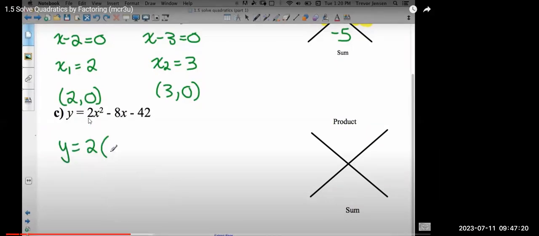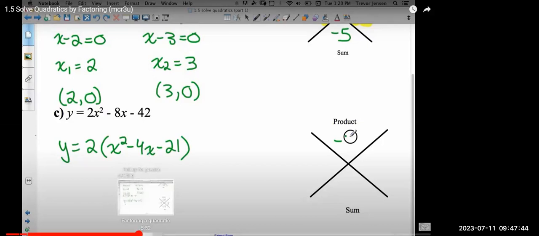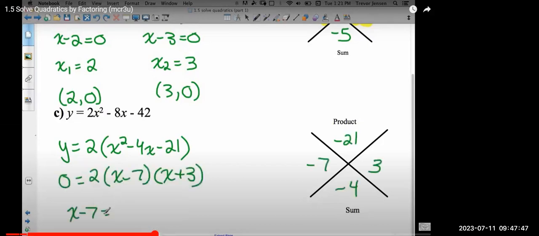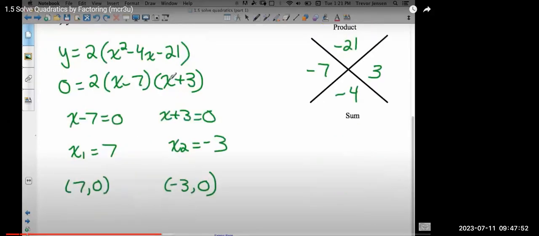Oh, actually, there's another way too. You can take out the 2 because everything is easily divided by 2. So you can take out the 2 and then factor the stuff inside. So that's what they did. So now you can get two numbers: -7 times 3 gives you -21, and -7 plus 3 gives you -4. Okay, there you go. That becomes your x-intercepts. Okay, just like that.